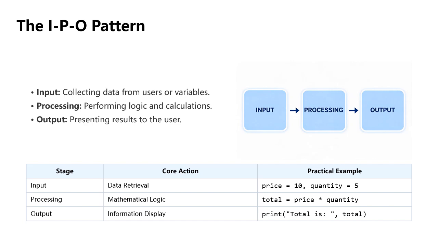Next is processing. This is where we perform calculations or apply logic to the data we just collected. For instance, multiplying that price by the quantity to find a total. Finally, we reach output. This is the culmination of our sequence, where the processed information is presented back to the user, such as printing a receipt or displaying a message on the screen. To make this even clearer, look at this table. It shows exactly how raw data transforms through a linear sequence into a finished result.